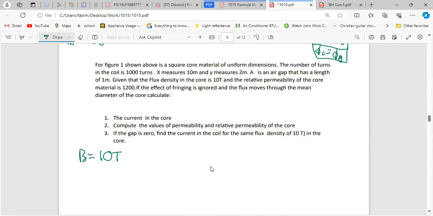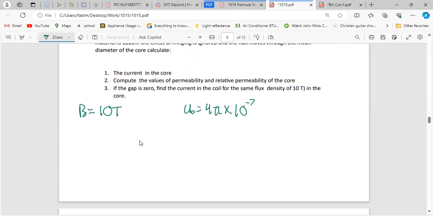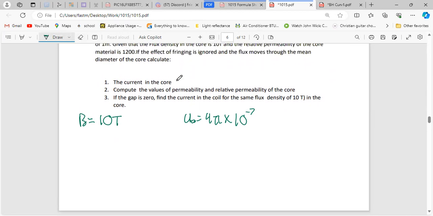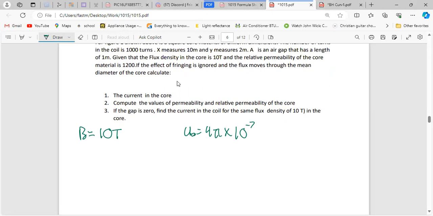Most of the time in the question they will give you what mu zero is, so it's 4 pi times 10 to the minus 7. Let's verify that, 10 to the minus 7. Nice. So that is mu zero, the permeability of free space. Now for the current. We cannot apply Ampere's circuital law outright, but we know how to apply it because we know N and we know I. N is 1,000.